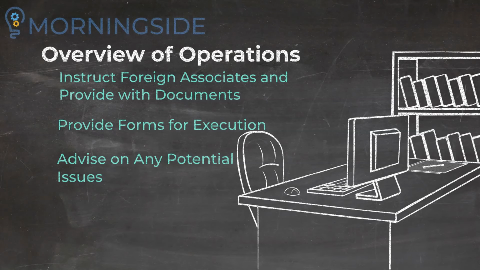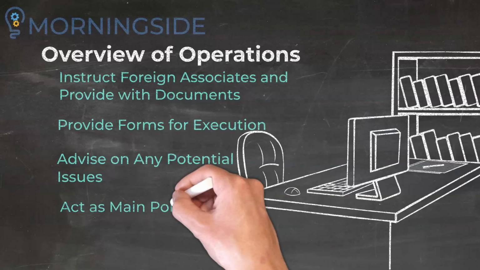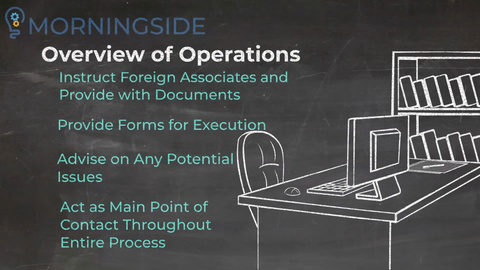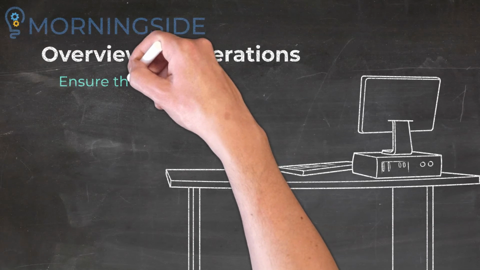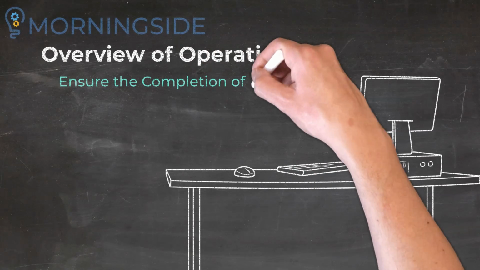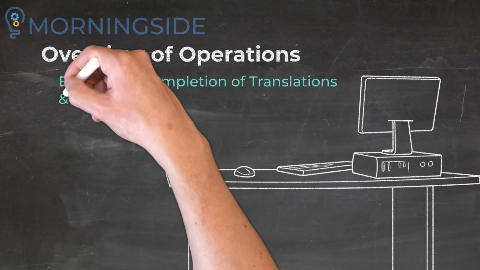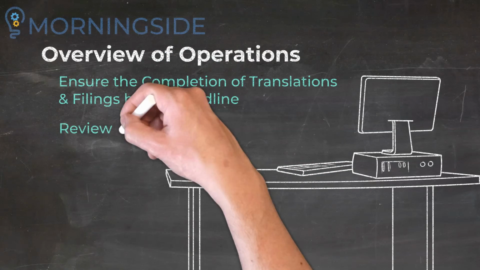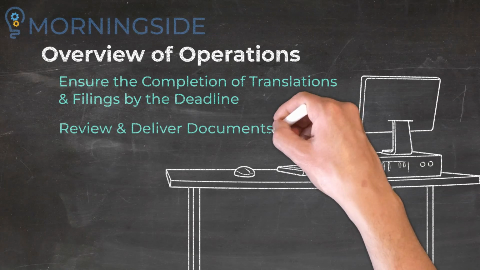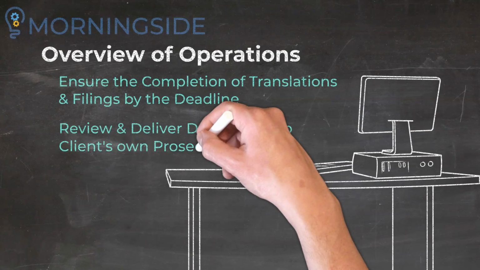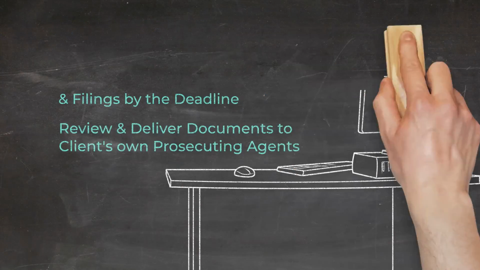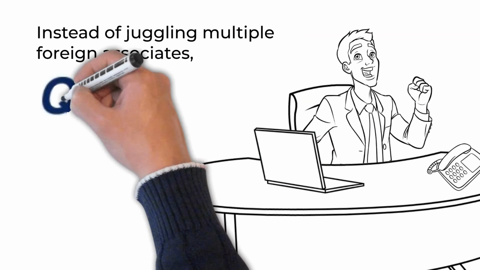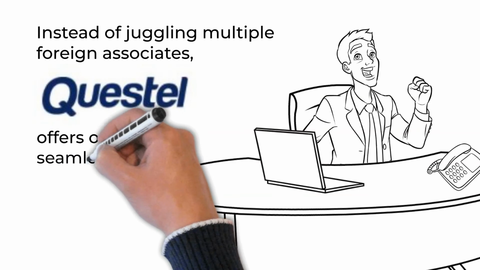Relieving the client of dealing with multiple associates all over the world, Questel acts as the main point of contact during the entire filing process. Questel monitors the progress of the filings and ensures all the requirements are completed by their deadlines. Once filing is completed, we typically transfer the matter to the client's own prosecuting agents in the various countries, who will then work with the client directly during the post-filing and examination phase. Instead of juggling multiple foreign associates, Questel offers our clients a truly seamless filing experience.